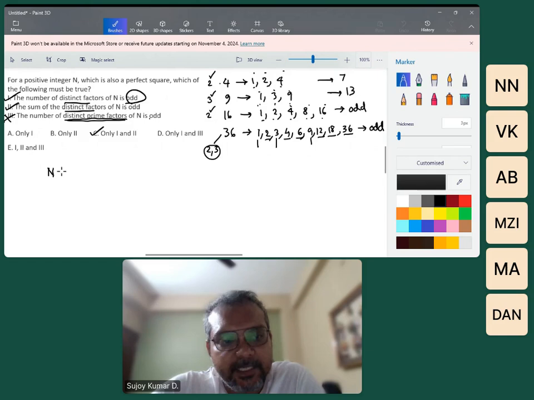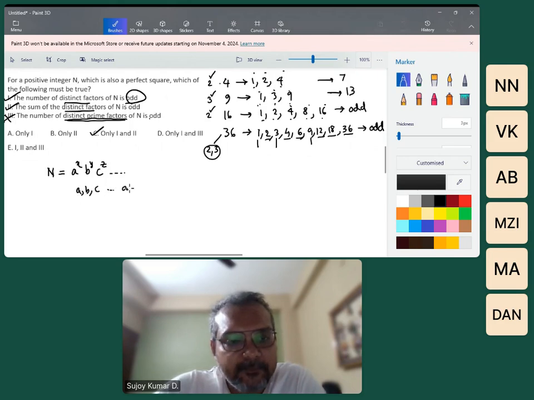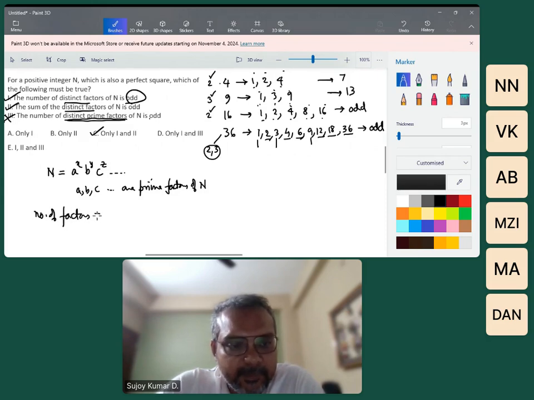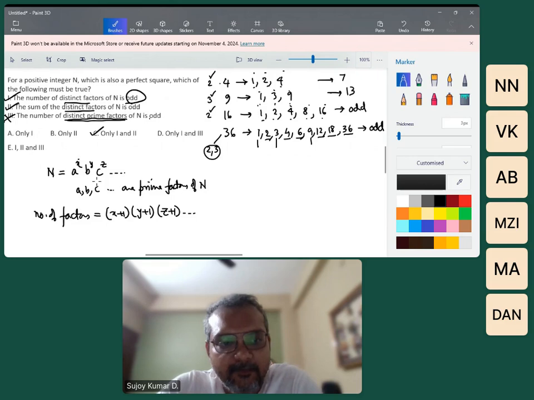So if I take any number n and express it in its prime form, like a to the power x, b to the power y, c raised to the power z, and so on. What are these? A, B, C, etc. are prime factors of n. Then the number of factors is given by this. This is a useful relation. You can remember this. You have to just add 1 to the exponents and multiply them out.